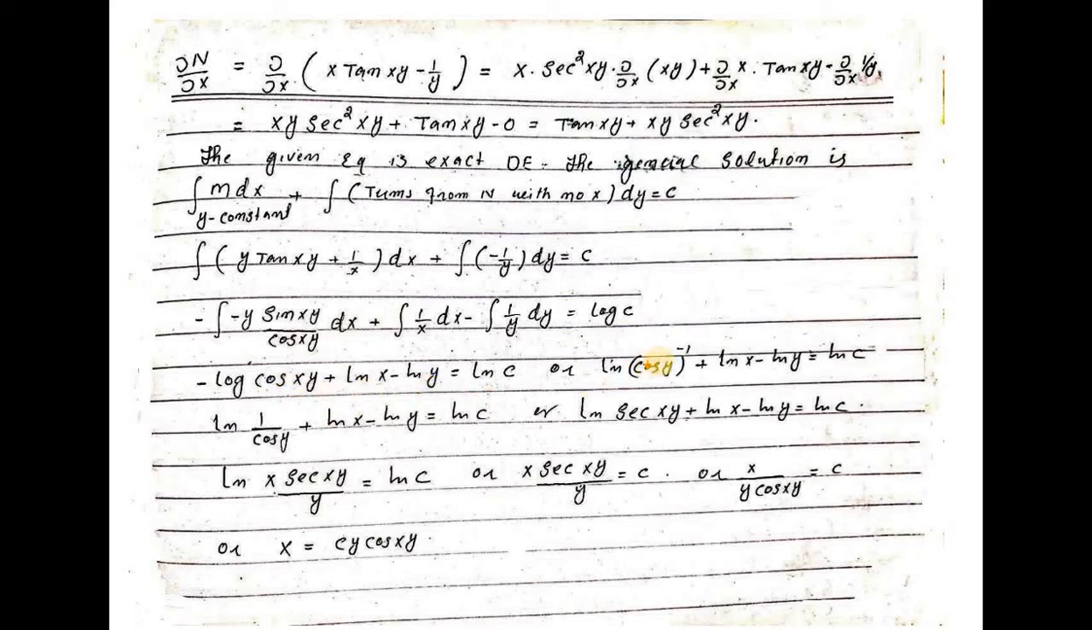Now simplifying, this is the result: log of something plus log of another function minus log of a third function. So we can write it this way: log of a plus log of b minus log of c is equal to log c. Cancelling the log with this log, and finally simplifying the result, this will be the answer. This is the required general solution.